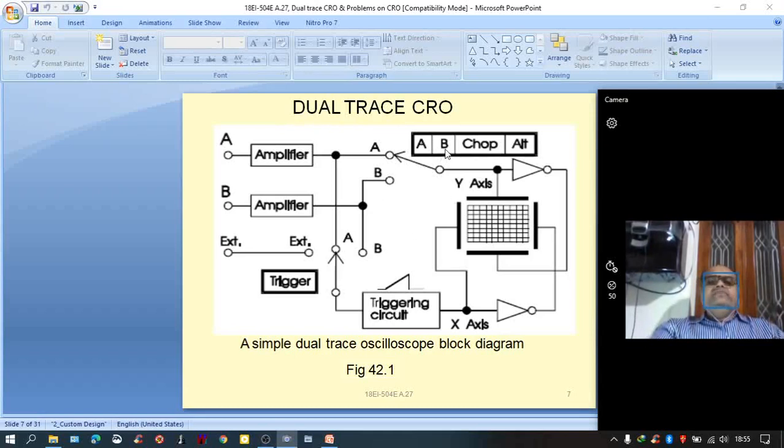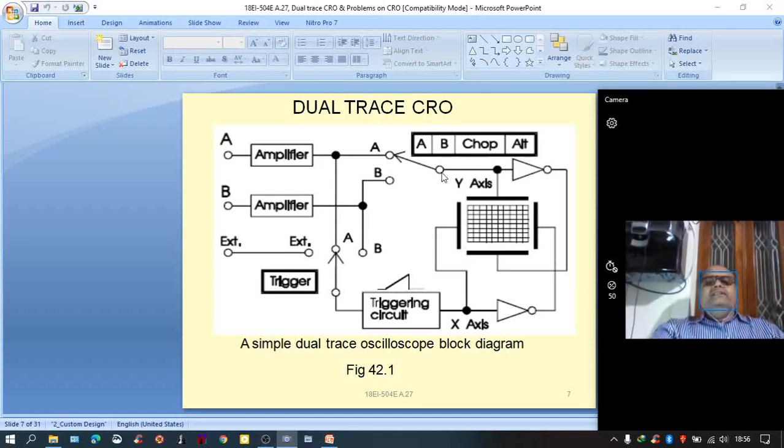Similarly, when the slider switch is in position B, this selector switch would connect the deflection system, that is, the vertical deflection system, to channel B.